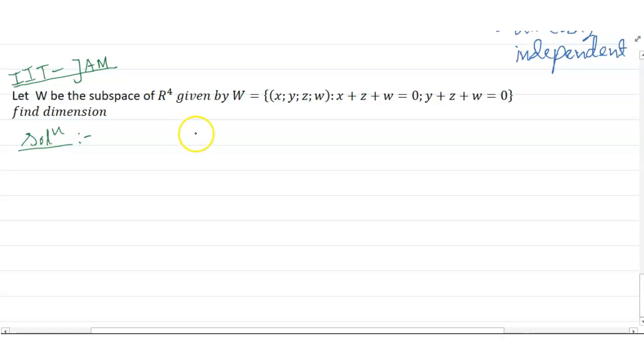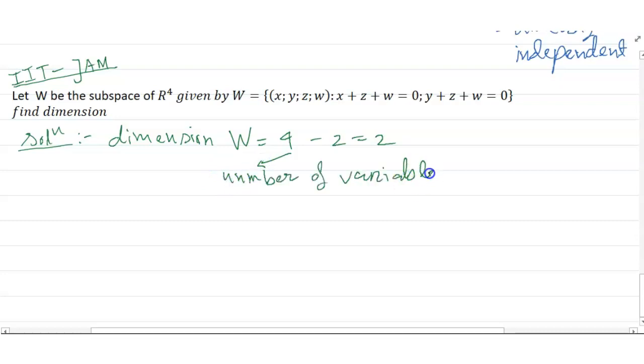It is the easiest way: dimension W is equal to 4 minus 2, which is equal to 2. How? Because 4 is the number of variables and 2 is the number of restrictions. So friends, this is one way. And the second way is a very interesting way, friends.